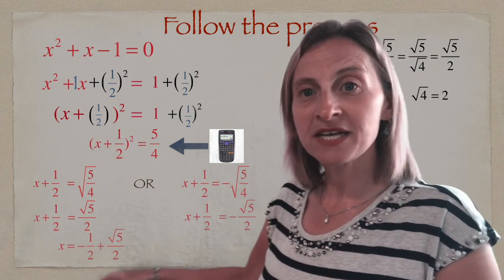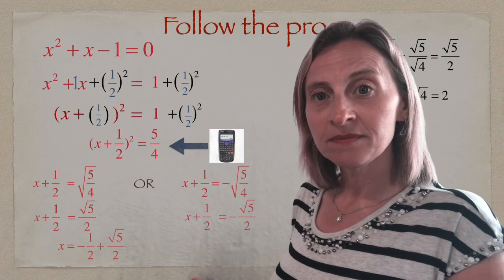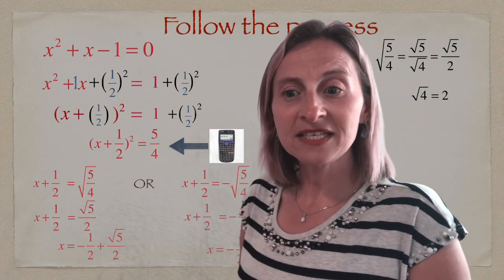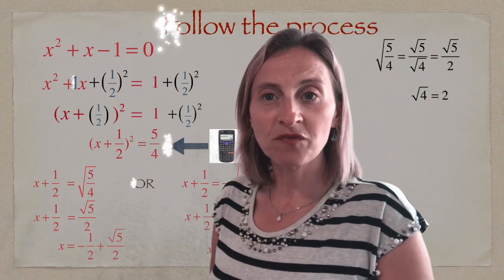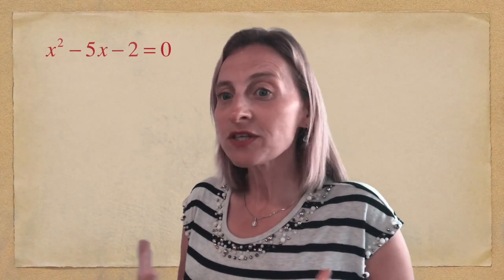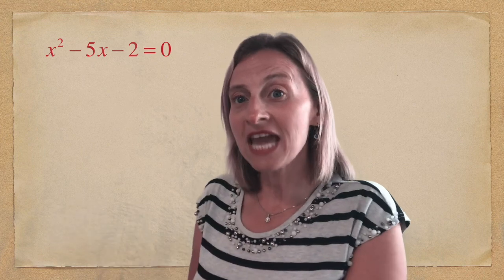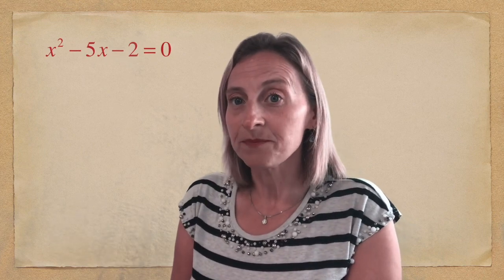And then I take the minus a half to the other side. And I'm left with x equals minus a half minus root 5 over 2. Are you starting to see what's going on? Let's have a look again. Stay with it. You'll get this.